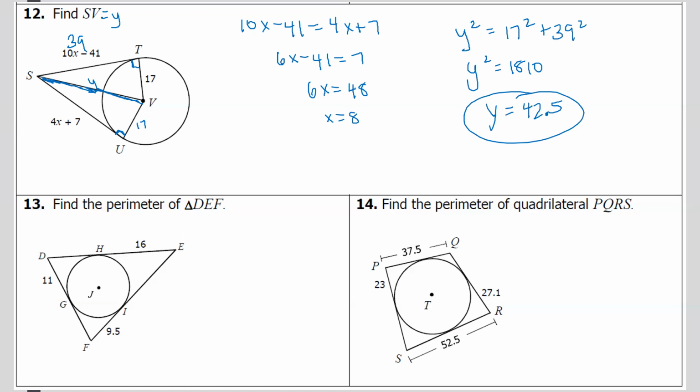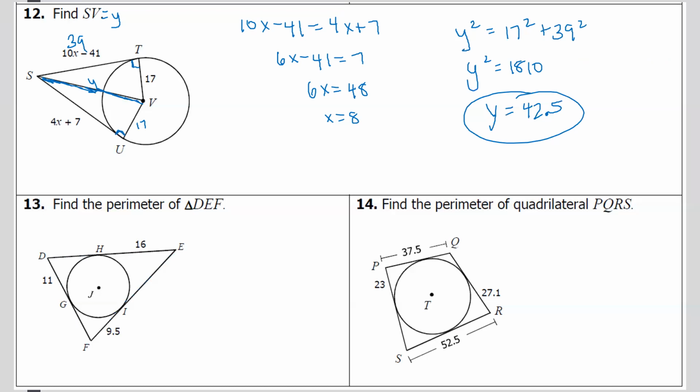All right, let's look at number 13. It says to find the perimeter. Okay, so let's go back and review what perimeter means. Perimeter is the sum of the lengths of the sides. So if I wanted to find the perimeter of triangle DEF, I need to find the length of DE, EF, and DF and add those together. That would be the perimeter. So let's go piece by piece.